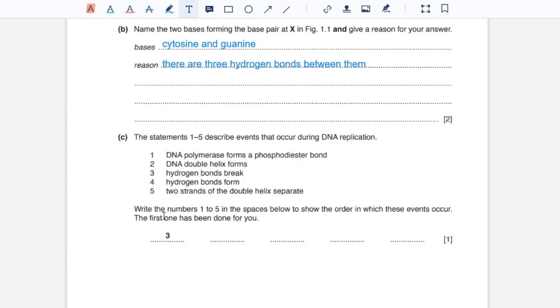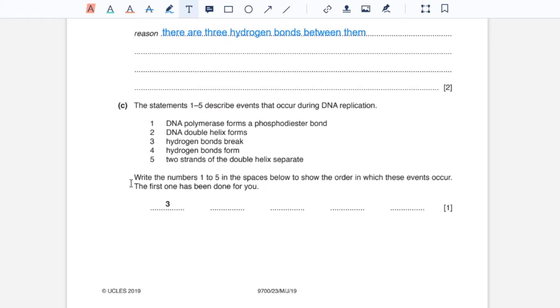C, the statements 1 to 5 describe the events that occur during DNA replication. Write the numbers 1 to 5 in the spaces below to show the order in which these events occur, and the first one has been done for you. So the first step is hydrogen bonds breaking between the two strands of DNA, and then the two strands of the DNA double helix separate so that each one of them can be used as a template. And so the next step after 3 would be 5.